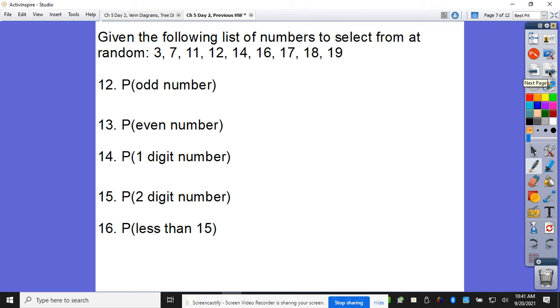So how many numbers are there? 9. How many of those are odd? 5. Which means how many of them are even? 4.